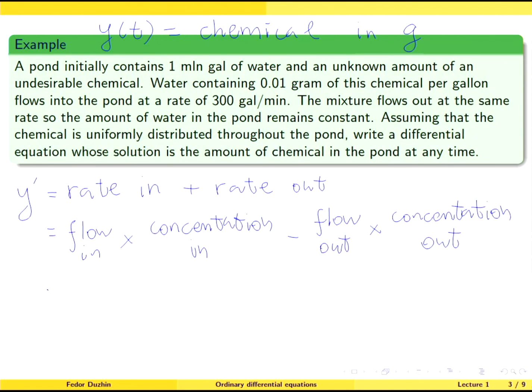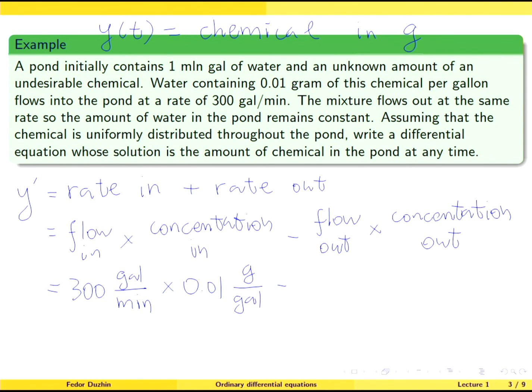Then I'm going to continue. What is the inflow? The inflow is given as 300 gallons per minute. What is the concentration of the chemical in the inflow of water? It is given in the question. It is 0.01 gram of this chemical per gallon. So it's gram per gallon. Minus, what is flow out?